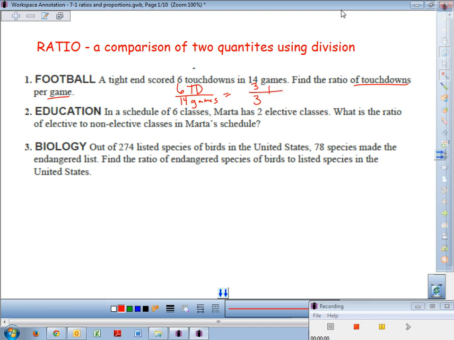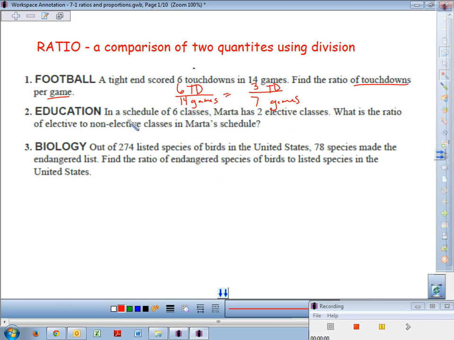So, sorry, say 7, and the label's got to come with them. So this tight end scored 3 touchdowns for every 7 games. This is a ratio. You might confuse it with a rate every once in a while, where rates always have to be over 1. We do not care about a rate in this situation. We just care about a ratio. Just reduce the fraction.